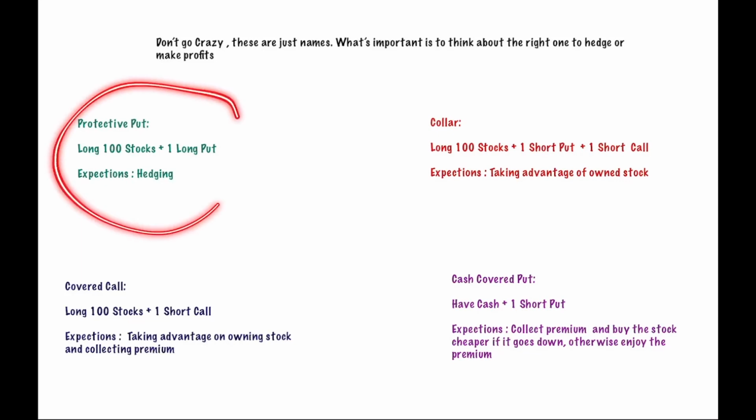So protective put, as you see in the description, you'll have a put along with the stock, you buy it. And the covered call, you'll sell the call. And collar is like both selling the call and buying the put and owning the stock. And cash-covered put is like you have the cash, and you sold the put.